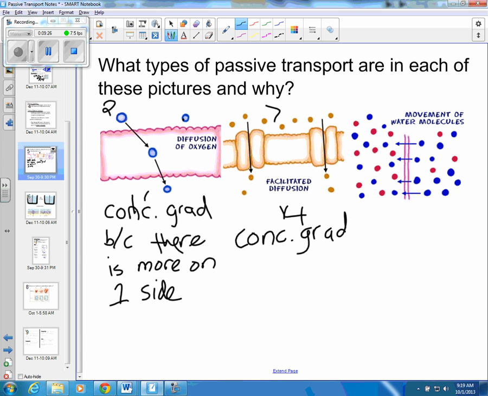Now let's look at this one. This is kind of hard. Let's count how many are on this side. Well, let's do all the red molecules. How many red molecules are on this side? There are 10 red molecules. And now here we have 3 red molecules. Is there a concentration gradient? Yes. Right.